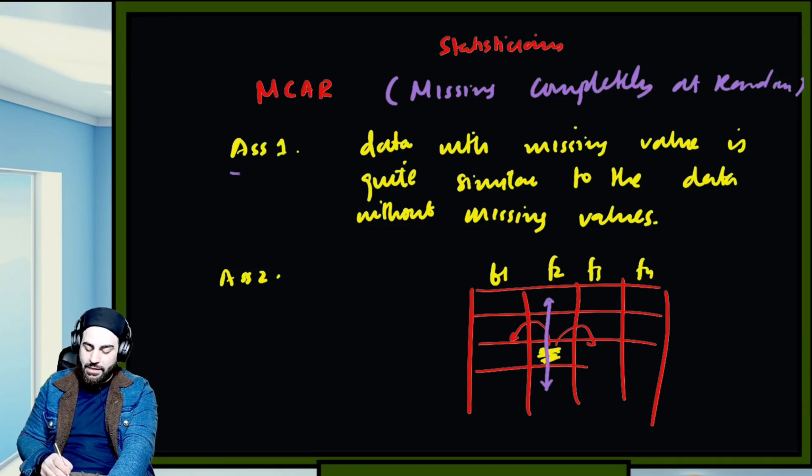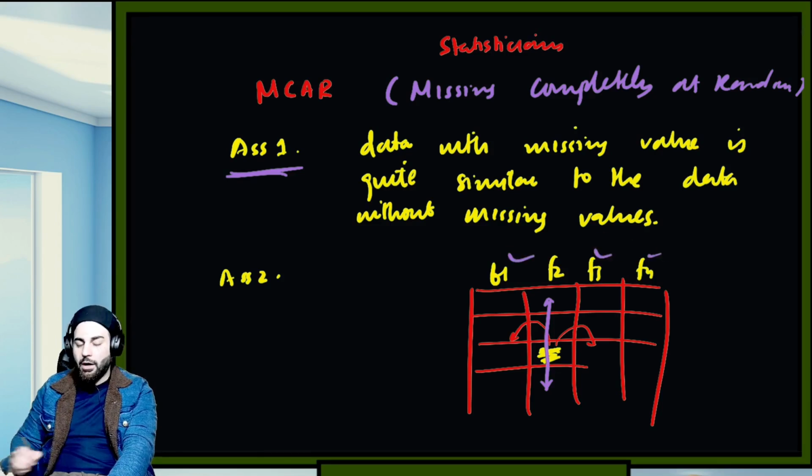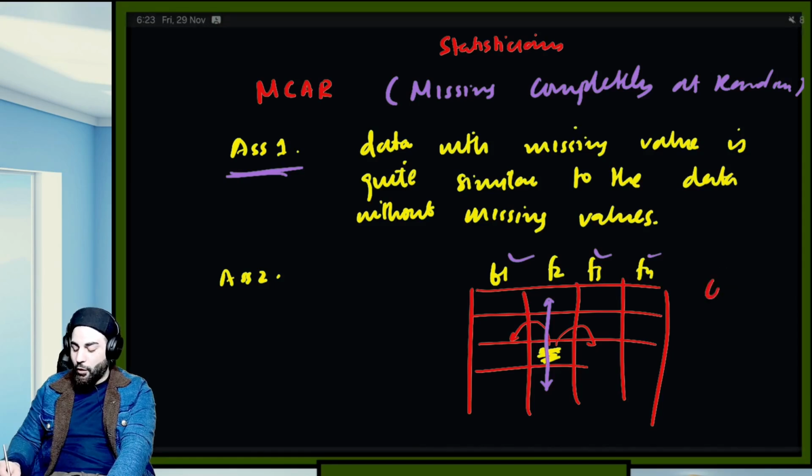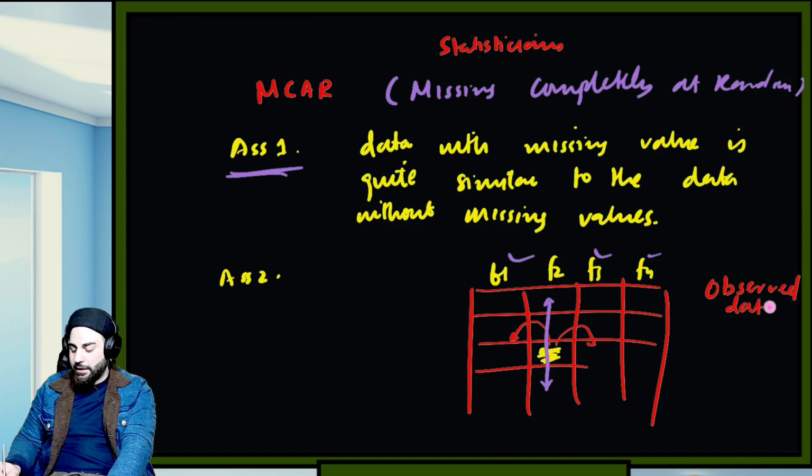So these are two assumptions. Assumption 1 is that it is unrelated, or not related, to these other features. I told you that there can be different types of data. One is observed data, and then we have unobserved data. So I made a clear distinction between those.